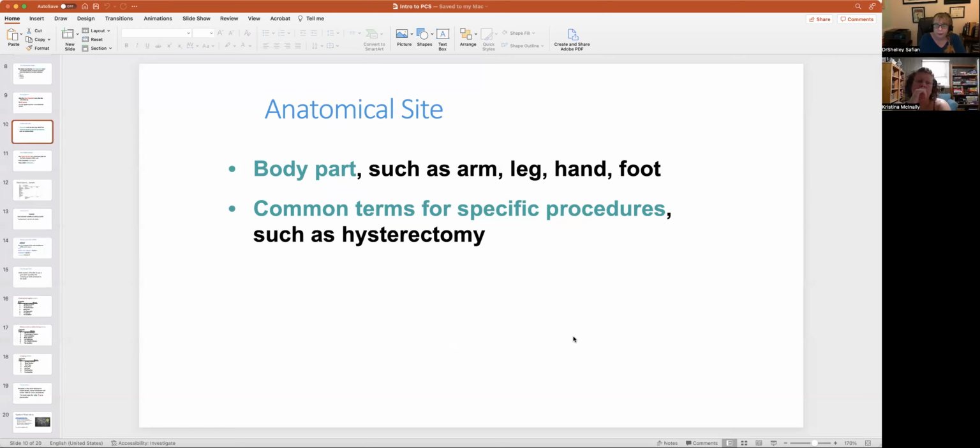There are common terms such as hysterectomy that you'll also find in the index. But if you remember from your medical terminology, hyster is uterus, ectomy is the surgical removal of. Now in CPT, hysterectomy might be considered an excision. However, in PCS, if you're removing the entire organ, it's not an excision, it's a revision. I'm sorry, a resection.